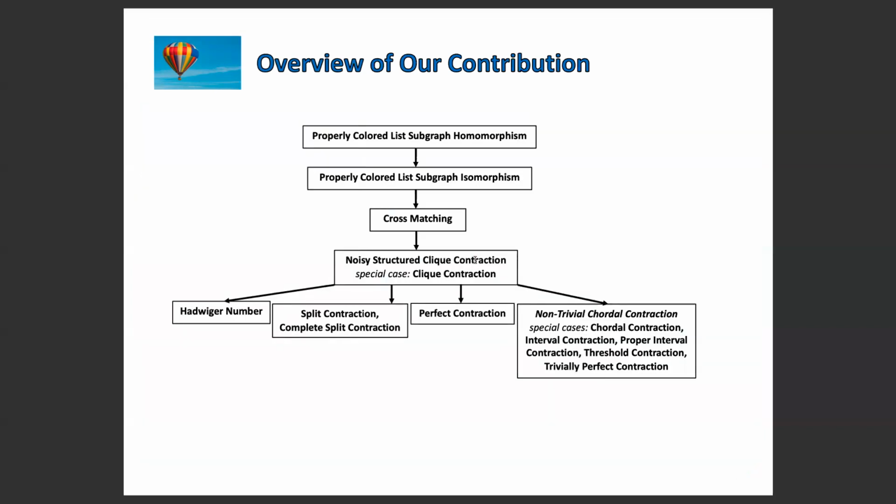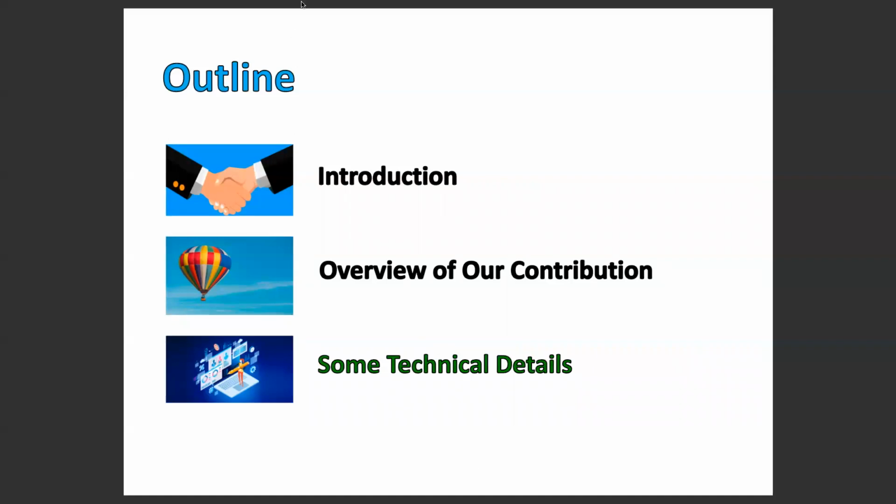So our approach consists of a sequence of reductions. In the last part of this talk, I will discuss some technical details about this sequence of reductions. You can see that here we have the clique contraction problem, and here we have all of the problems that we mentioned earlier. In particular, Hadwiger number is here. Each one of these arrows describes a different reduction. So now let's move to talk about some technical details.